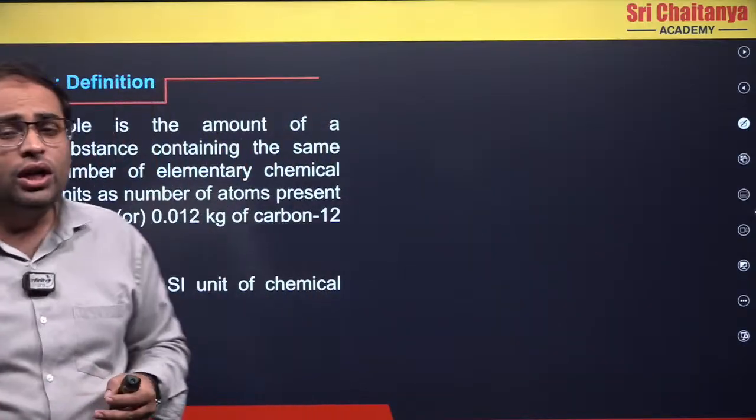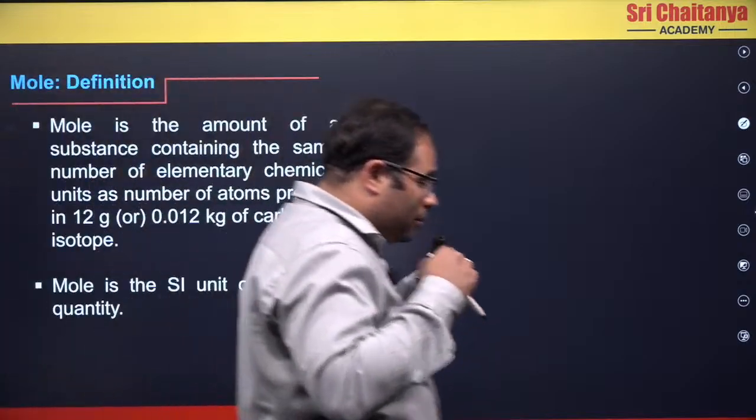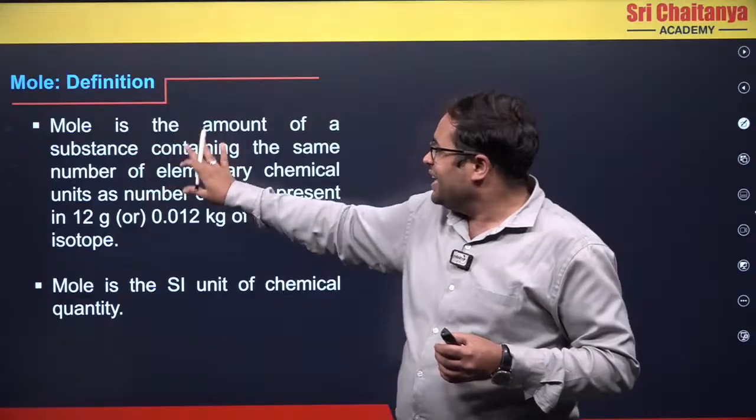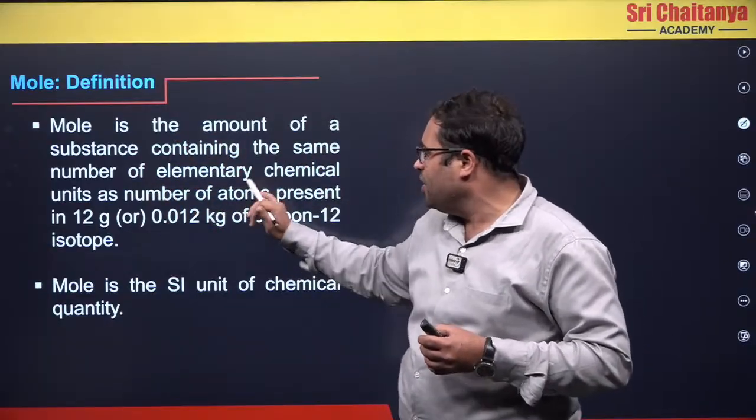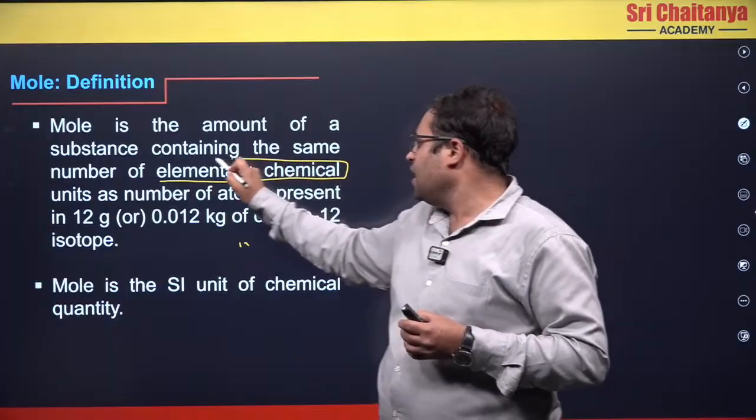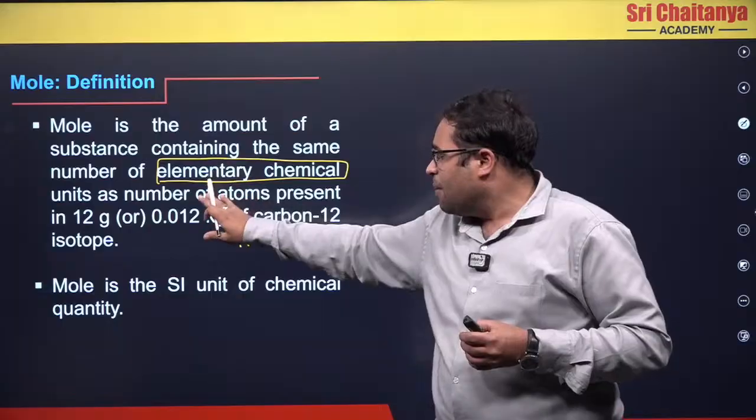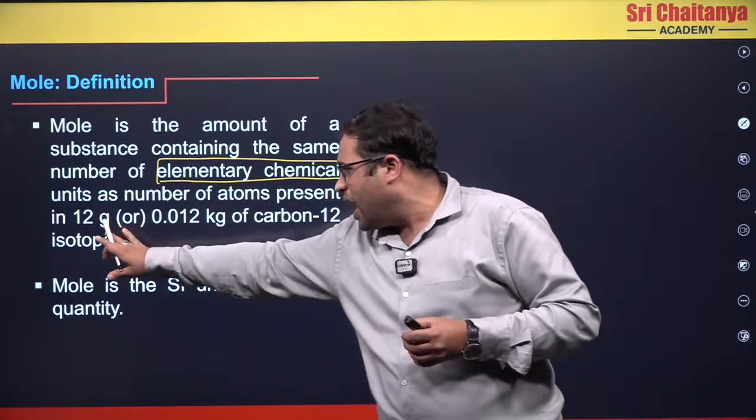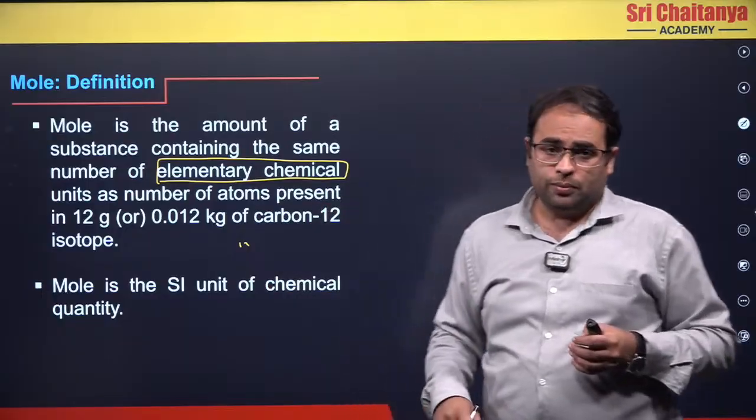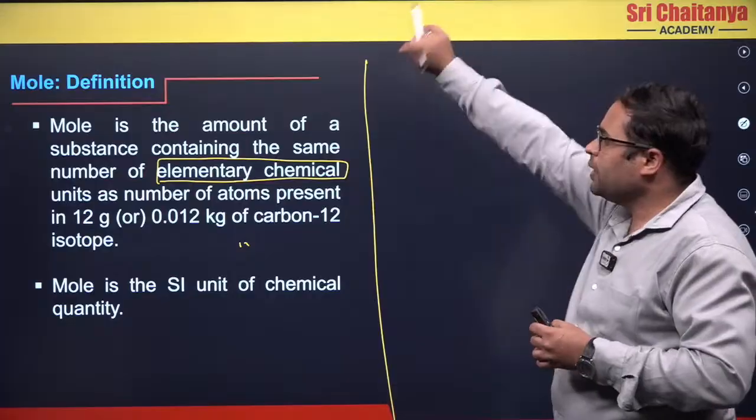Now moving on to the actual definition. It says that mole is the amount of a substance containing the same number of elementary chemical units as the number of atoms present in 12 grams of carbon 12 isotope. So let me break this definition down for you, right?